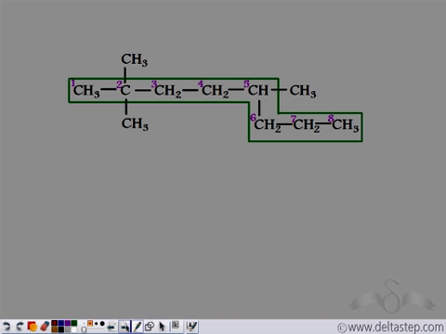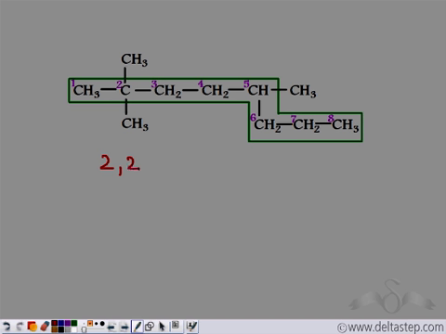If we start the numbering from right, we'll get 1, 2, 3, 4. The first substituent will then be present at position number 4. So the rule says that we give the lowest number to the substituent. So in this case, we start the numbering from the left hand side. So now we have 3 substituents. The 3 are methyl groups. So the prefix becomes 2, 2.